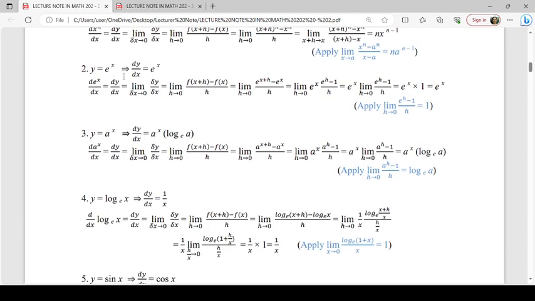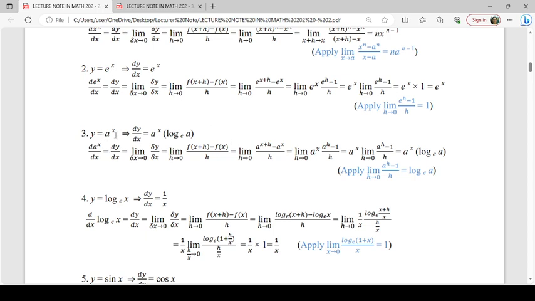Then from first principle, e to the power x. d by dx of e to the power x is f of x plus h minus f(x) by h, and f of x plus h is e to the power x plus h. Means e to the power x is f(x), and in place of x we place x plus h. Then we simplify, e to the power x is taken common, and it is e to the power h minus 1 divided by h, and this is a standard limit. e to the power h minus 1 by h as h tends to 0 is 1. So this limit is 1, so what remains is e to the power x. So d by dx of e to the power x is e to the power x.